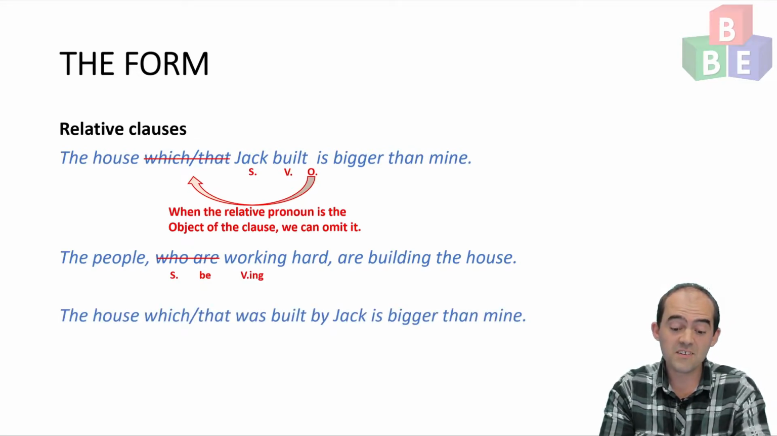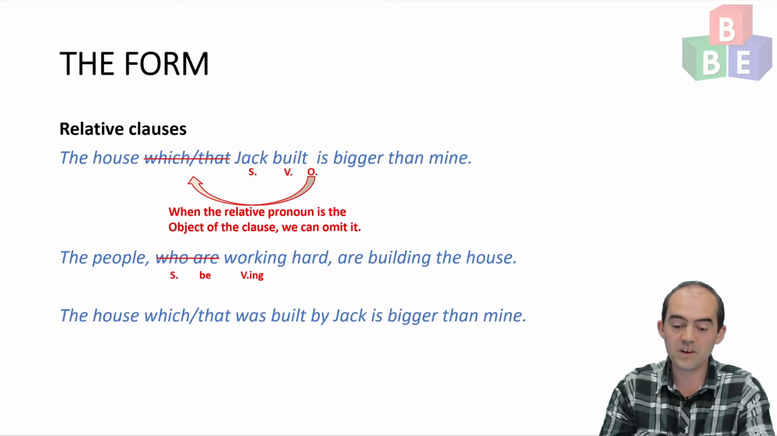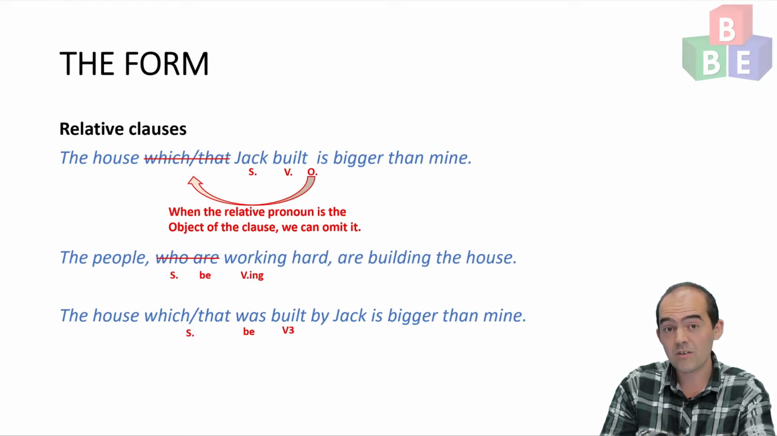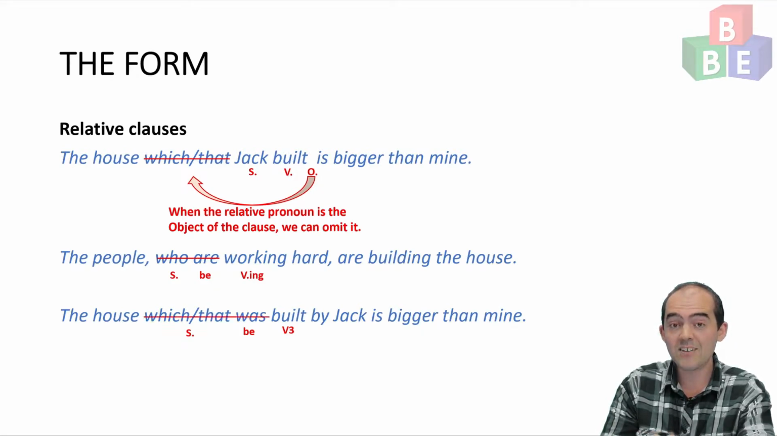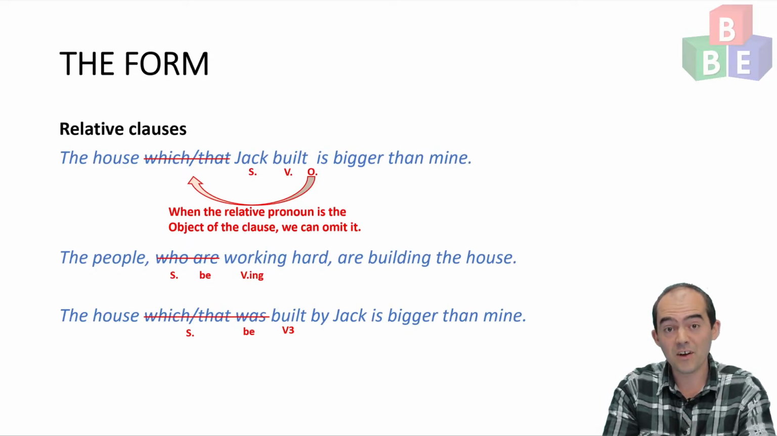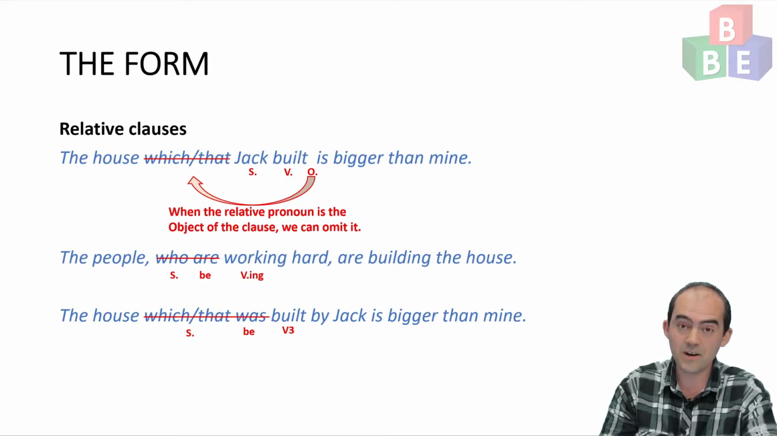Another way I can do this is in this example. The house, which or that was built by Jack, is bigger than mine. This is similar to our previous example at the top, but notice in this case that while which or that is the subject, we're then using auxiliary be and a verb 3 or past participle because this relative clause is now passive. In this case, once again, I can remove the pronoun which or that and the be to create another reduced relative clause. The house, built by Jack, is bigger than mine.